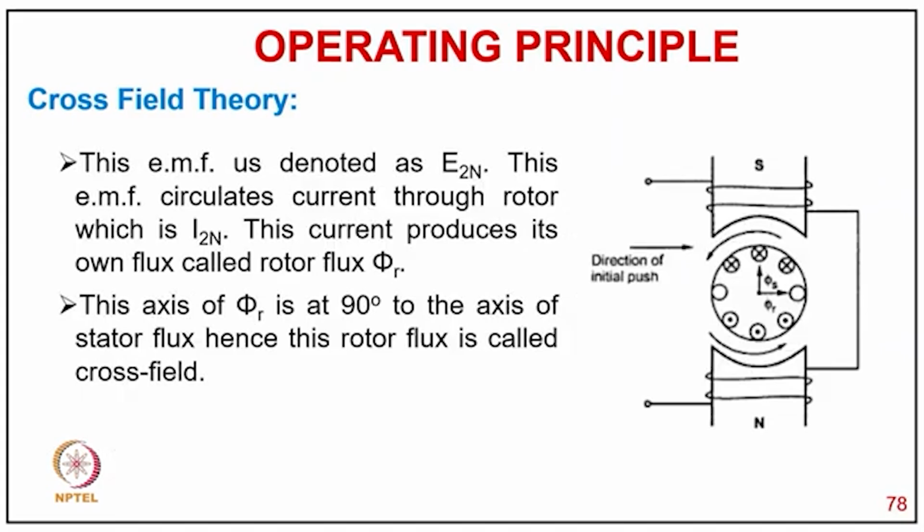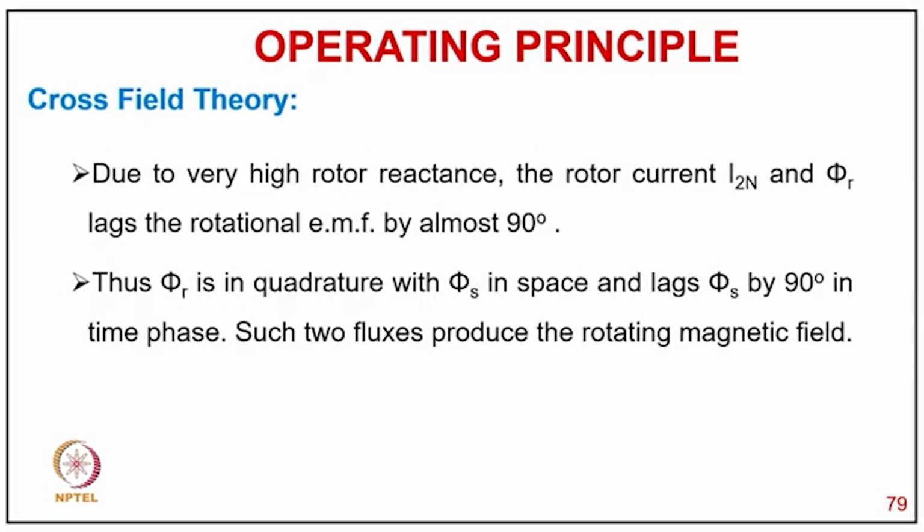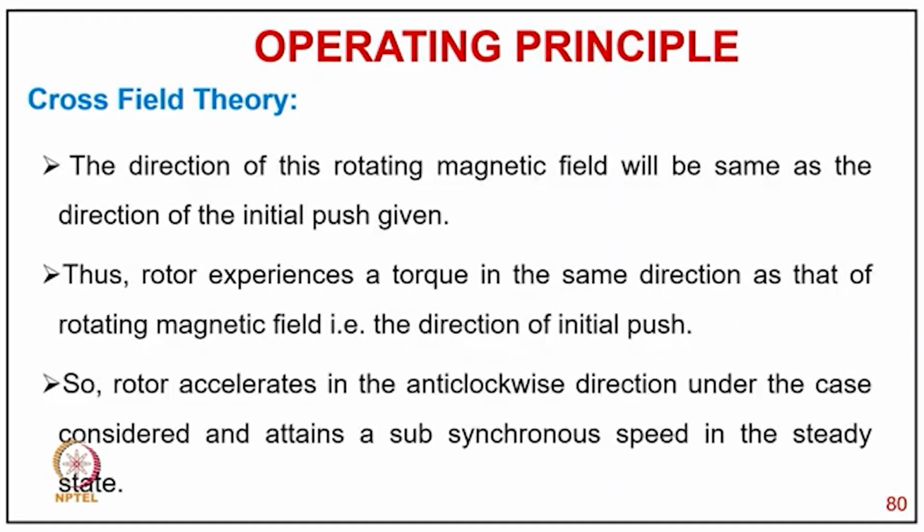The induced EMF is denoted as E2N, and this EMF circulates the current through the rotor as I2N. The current produces a flux called phi r, and this flux is at 90 degrees to the stator flux, so it is called the cross field. Due to the very high rotor reactance, the rotor current I2N and phi r lag the rotational EMF by 90 degrees. So phi r is in quadrature with phi s in space and lags phi s by 90 degrees in time phase. Such two fluxes produce the rotating magnetic field.